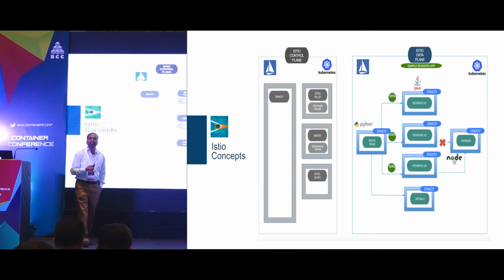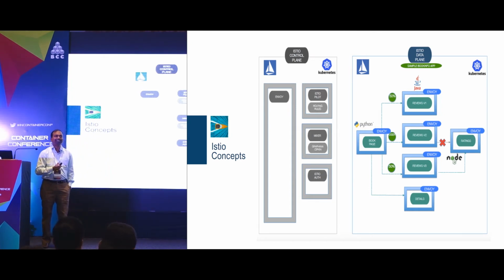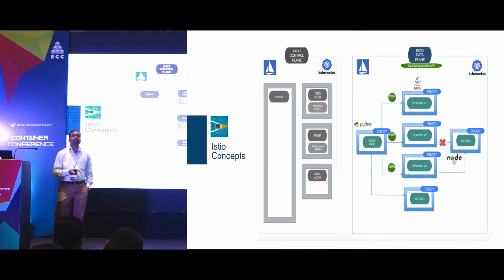The beauty of Istio is that it is platform independent. For example, today's discussion is about microservices in Java, but you can have any kind of implementation language. You can have Python or other languages where you can expose it. So it is independent of the platform.